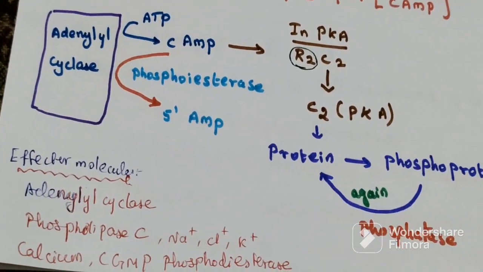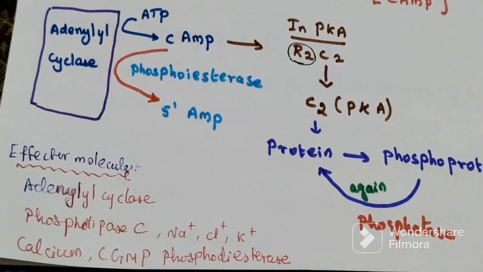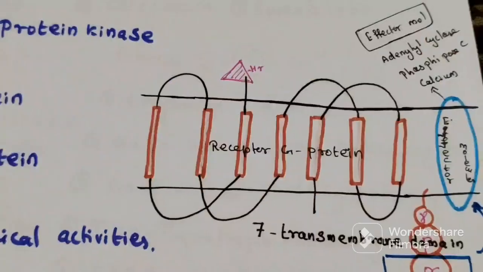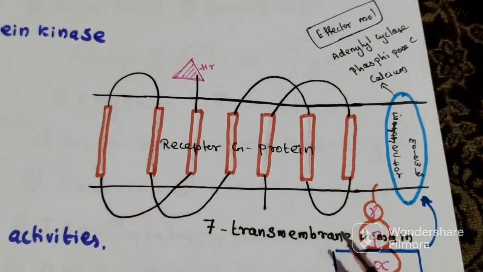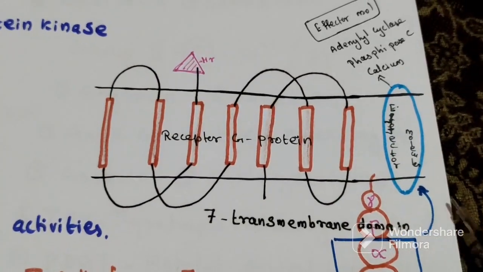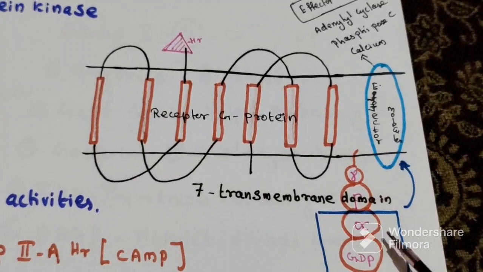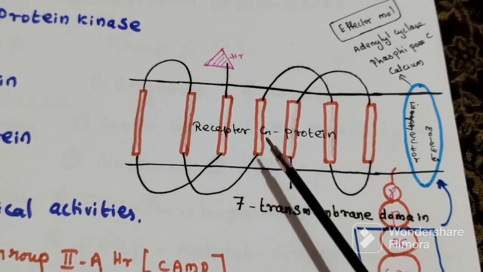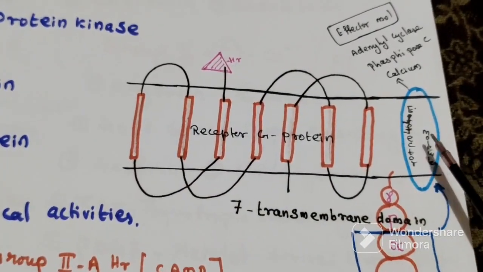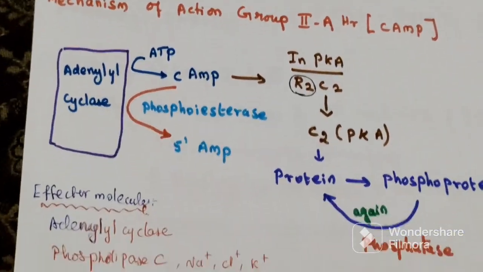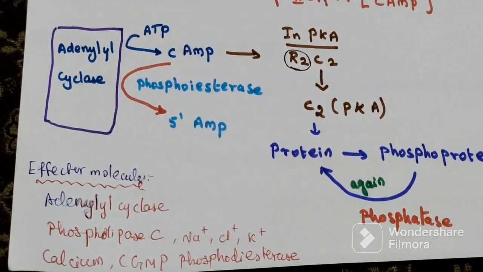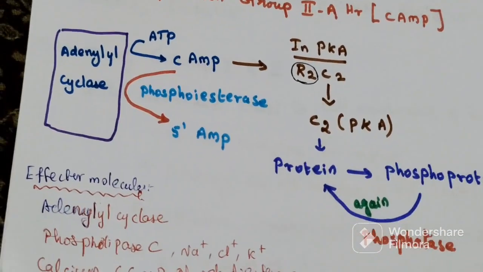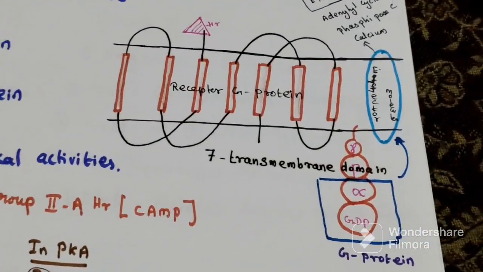Adenylyl cyclase, phospholipase, calcium, then cyclic GMP phosphodiesterase. These are the molecules considered as effector molecules. This one is a 7 transmembrane domain receptor. There is attachment of gamma, beta, alpha, GTP. This one is the G protein. Then this one is the receptor, this is the G protein, and this one is the effector molecule. It may be either one: adenylyl cyclase, phospholipase, calcium, cyclic GMP phosphodiesterase, sodium chloride, like that. It can be any one.